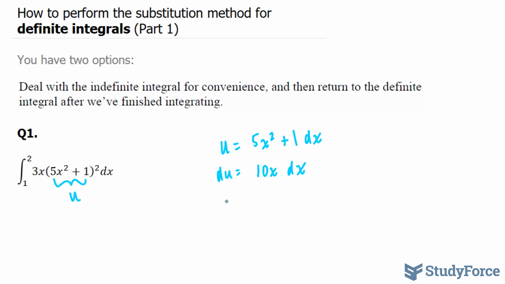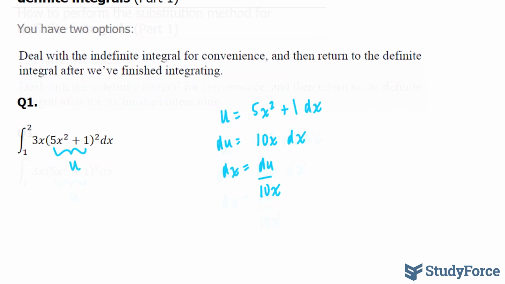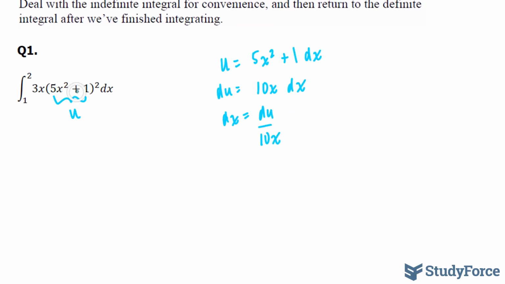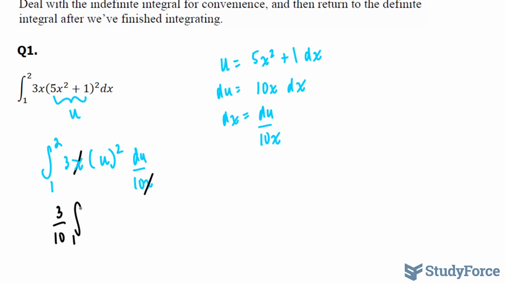Next, I'll solve for dx. dx is equal to du over 10x. The next stage is to substitute u and this into our function, where we have 2 as our upper limit and 1 as our lower limit: 3x u to the power of 2, this thing, du over 10x. This cancels out with that, and we end up with 3 over 10, the integral between 1 and 2 for the function u to the power of 2 du.